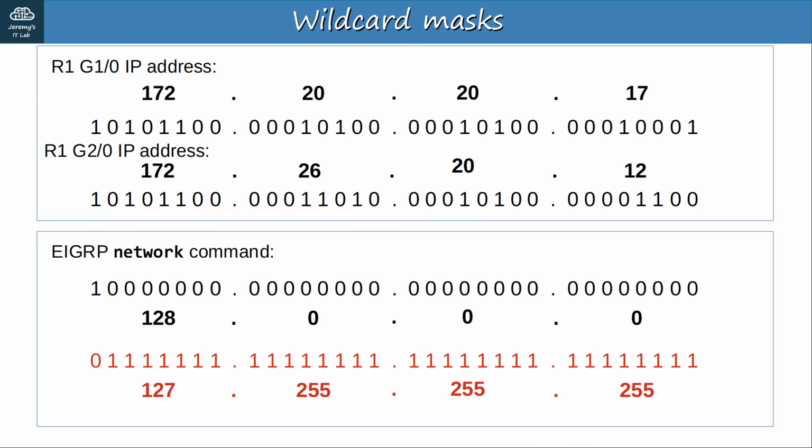So I have written the IP addresses of G10 and G20 in binary, as well as the EIGRP network command, which is network 128.0.0.0 127.255.255.255. Only the first bit of the wildcard mask is 0, so only the first bit has to match. As you can see, the first bit is 1 in the network command and each of the IP addresses, so this command will activate EIGRP on both interfaces. Let's go to question 3.